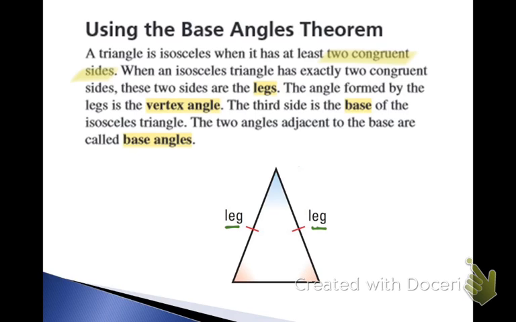So my two, hopefully you're following along with what I'm saying, not just trying to fill in the blanks. I'm going to help you. The two congruent sides are called legs. When an isosceles triangle has exactly two congruent sides, these two sides are called legs, like we just said. The angle formed by the legs is called the vertex angle. So you're going to label this angle up here your vertex angle.